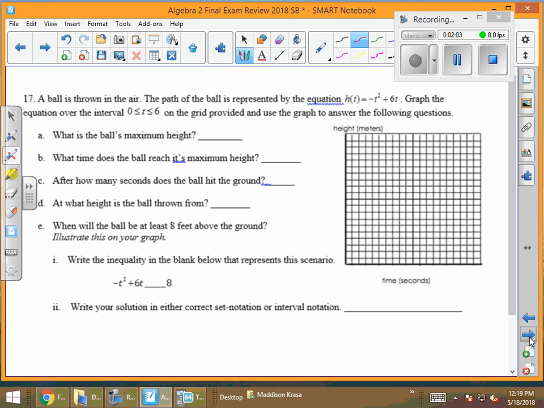And then number 17, we have an actual model here. So we have a ball is thrown into the air. The path of the ball is represented by the equation. Graph the interval over 0 to 6. So those are our x values. This is what we're going to look for in our table when we put it in our graphing calculator. So let's go ahead and do that, and we're going to graph it here.